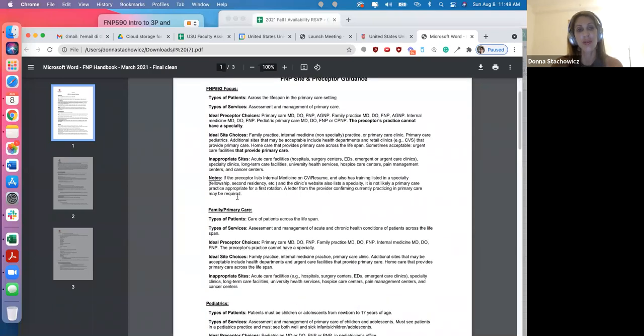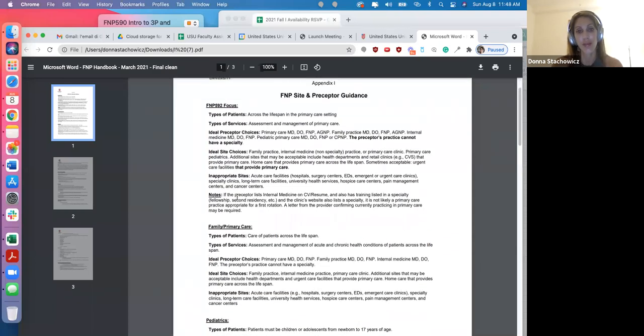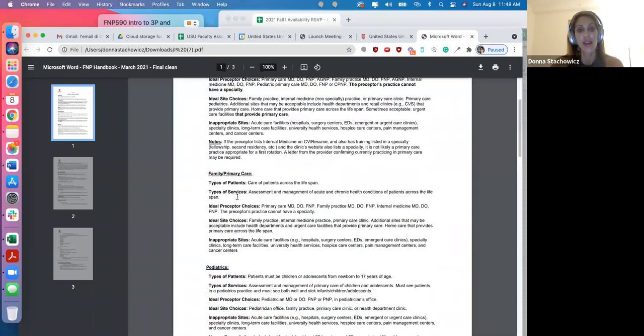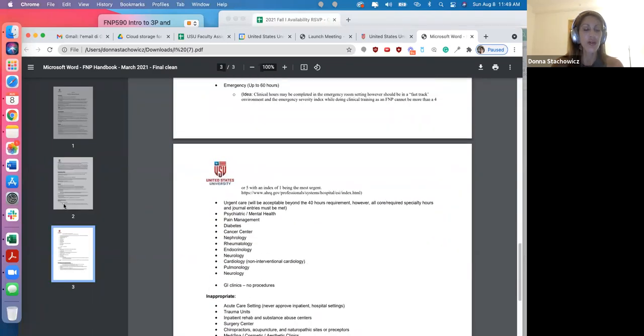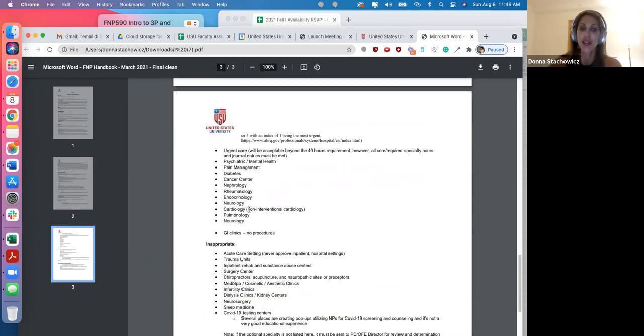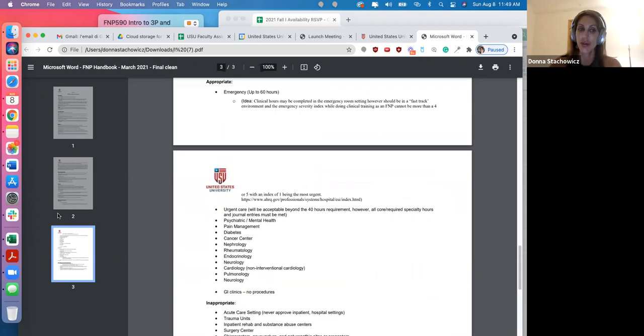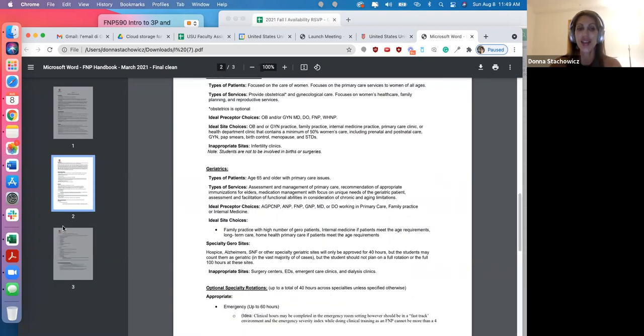So the focus is on primary care of the family. In your second clinical course, called acute illnesses across the lifespan, it would be more appropriate to get your urgent care. The third clinical course is called chronic illnesses across the lifespan, and that's your ideal time to be going to internal medicine or doing some geriatric rotations.